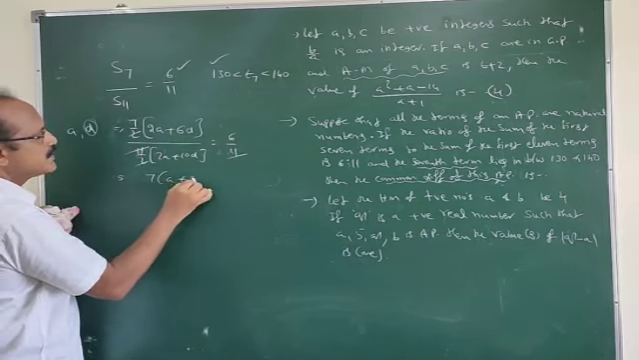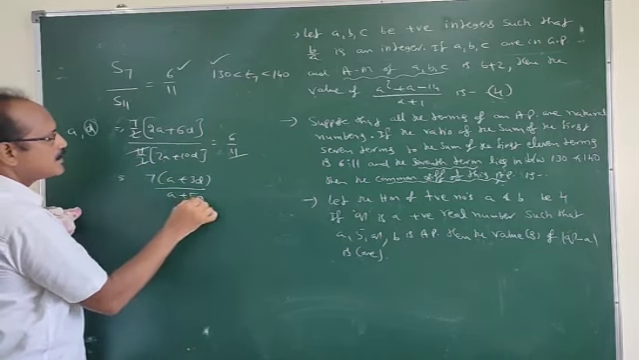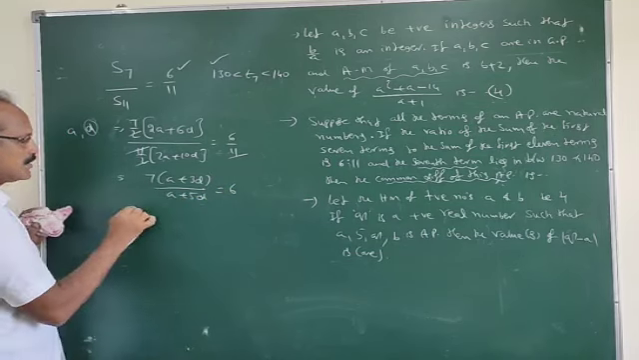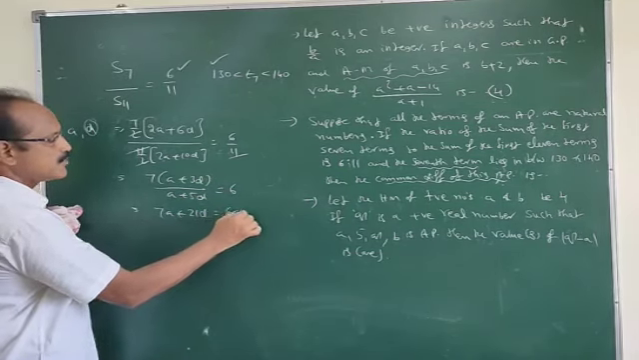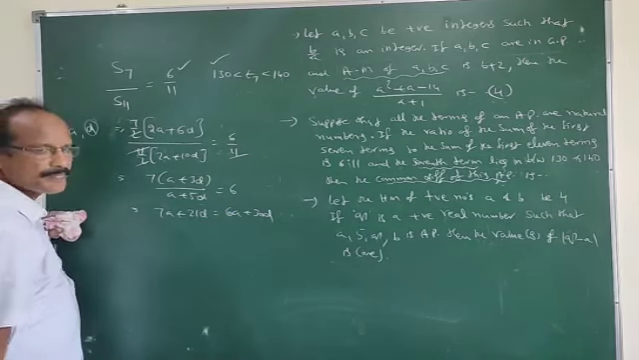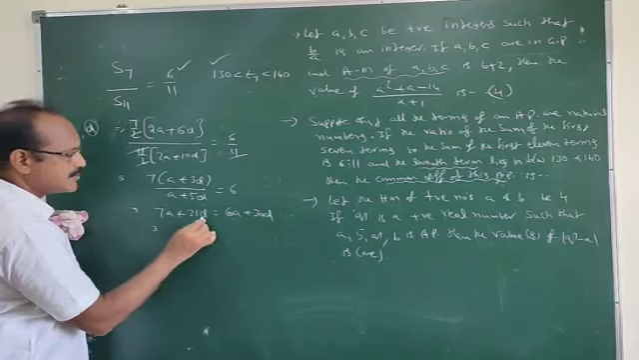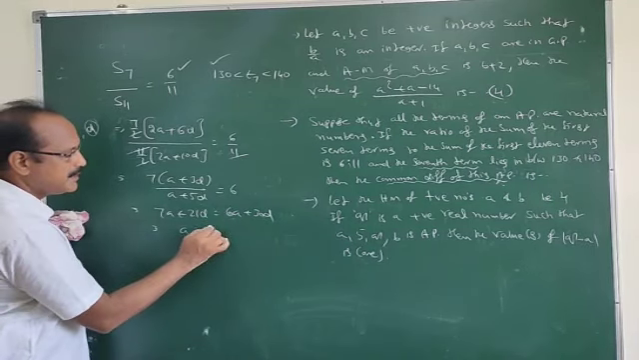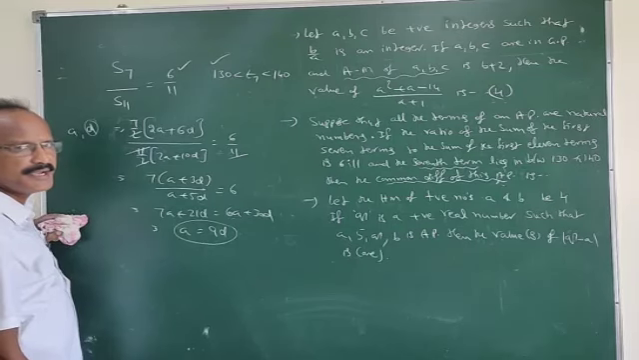7 of (a plus 3d) by (a plus 5d) equals 6, or 7a plus 21d is equal to 6a plus 30d, or 7a minus 6a, that is a, is equal to 30 minus 21, that is 9d. Of course, I am establishing a relation between a and d.